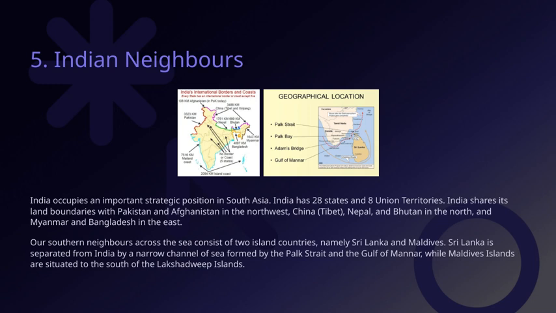Now, looking across the seas, India's southern neighbors are 2 island nations, Sri Lanka and the Maldives. Sri Lanka is separated from India by the narrow Palk Strait and the Gulf of Mannar, which are quite close, making cultural and economic exchanges easier. The Maldives, on the other hand, are located further south of the Lakshadweep Islands, and are known for their beautiful atolls and tourism industry. All these neighboring countries are connected to India, not just geographically, but also through shared history, culture, and regional security concerns.